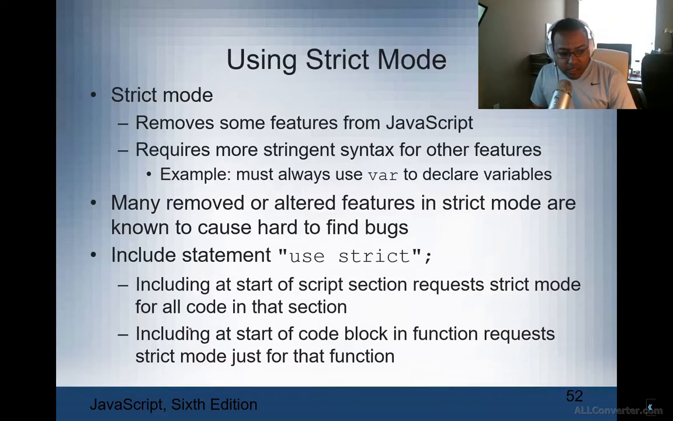But it's included at the start of your script and requests strict mode for all code in that section. And including it at the start of your code block in a function requests strict mode just for that function. So you can have use strict globally in your JavaScript, or you can have it just for a specific function.